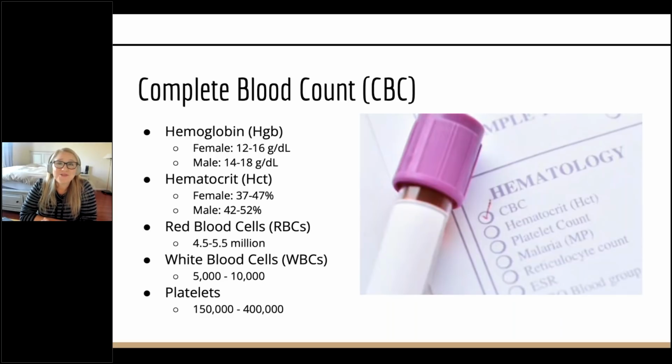So we really want the right amount of platelets, and about 150,000 to 400,000 is the right number, okay? So more than that, we're at risk for clotting. Less than that, we're at risk for bleeding. Neither of those are too good when it comes to our patients.